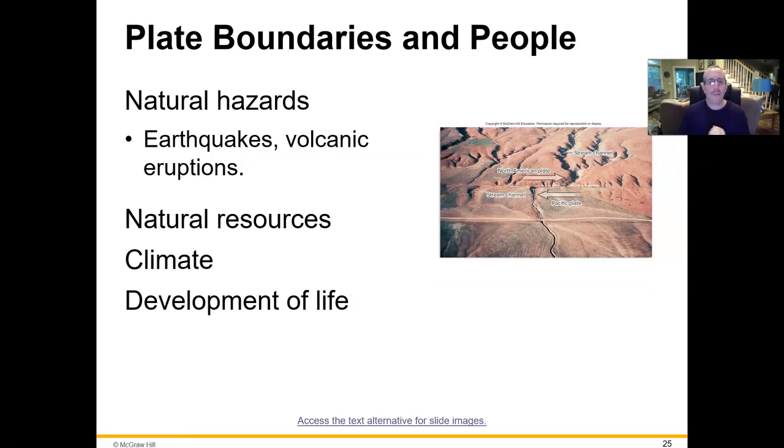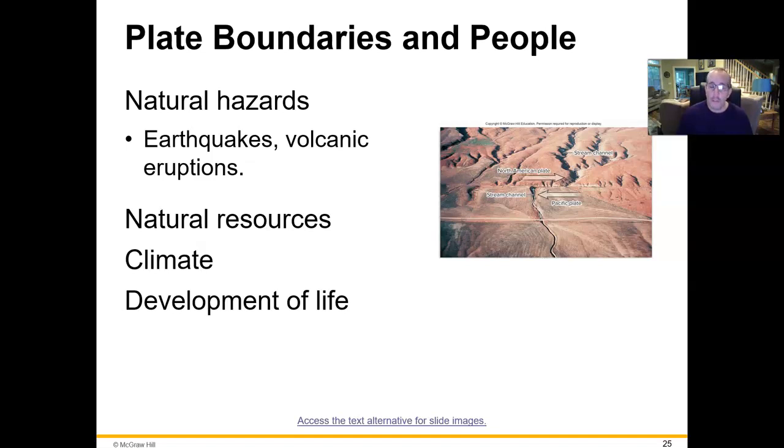So plate boundaries and people, of course, we have natural hazards. We're going to talk about those in more detail in the next lesson, so I'm not going to go into them a whole lot right now. But the natural resources: whenever you have mountain building and tectonic activity, you have a lot of mineral resources that are coming up and being deposited in these mountains. So a lot of mining activity typically happens in these areas.